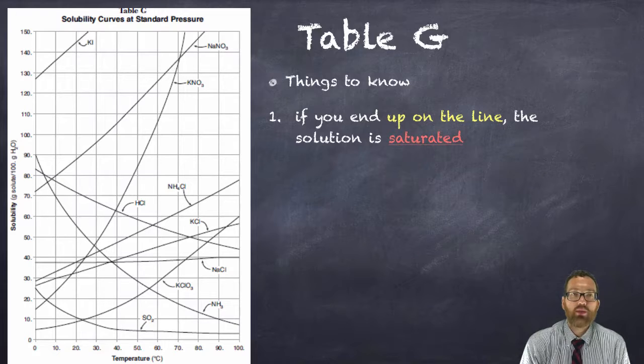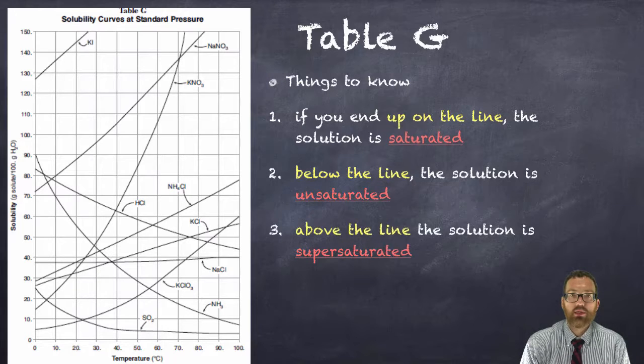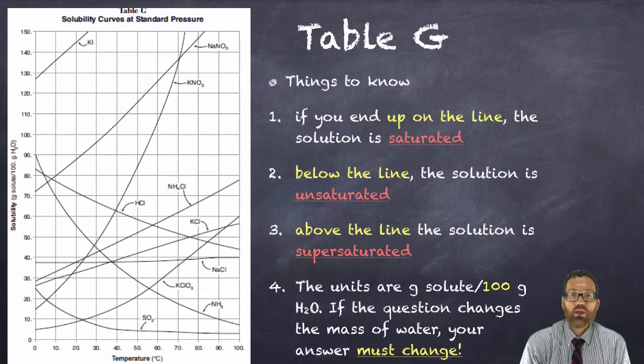Some other things to know here. If you end up on the line, on the curve, the solution is saturated. If you're below the line, the solution is unsaturated. And if you're above the line, the solution is supersaturated. The units are grams of solute per 100 grams of water, and it says that right on the y-axis here, grams of solute per 100 grams of water. If this value changes in the question, like if all of a sudden they say you have 200 grams of water, or 300 grams of water, or 50 grams of water, your answer needs to be adjusted. I'll show you some example questions and how.